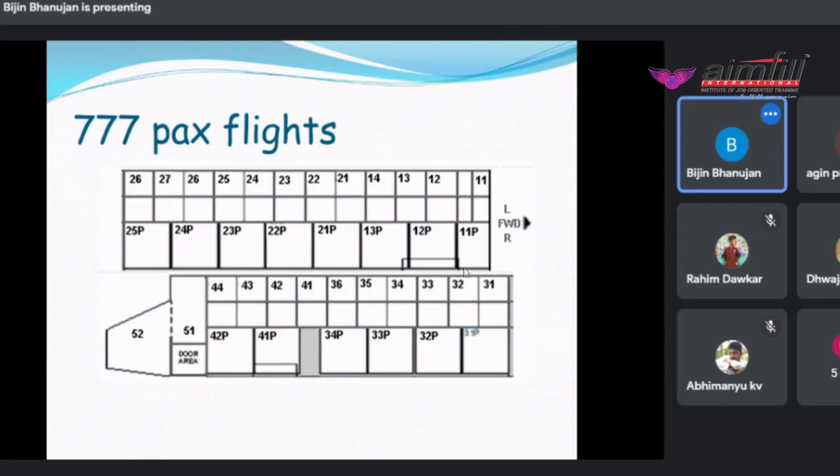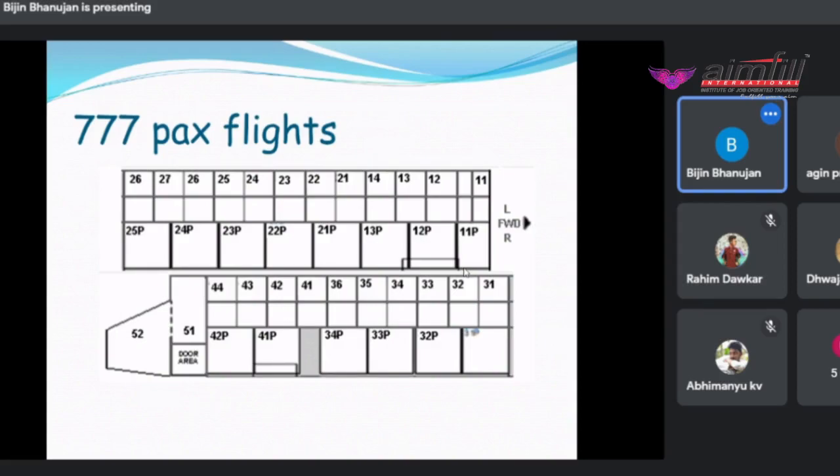So this configuration will be based on the lock types, that is the locks that we use. I'll take it in the next session. I need to move on to the next session. So at that time I'll teach you about what kind of locks are available and all those points. So this is a 777 PAX flight's lower deck configuration, and the configuration of the flights I'll tell you later on. Next, 777 freighter.